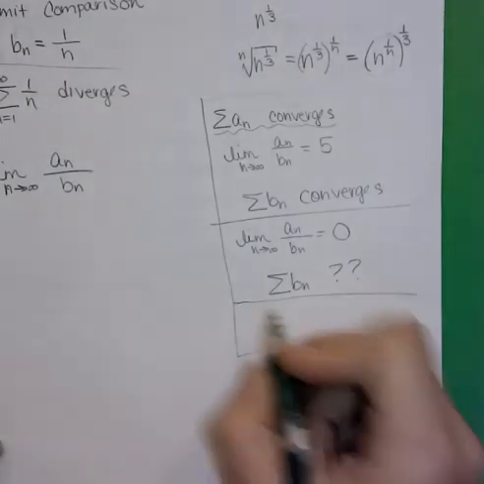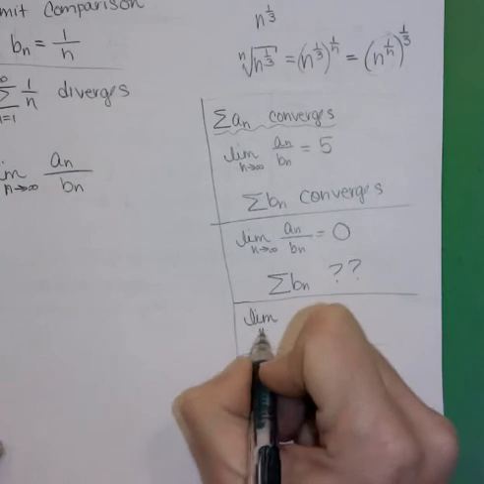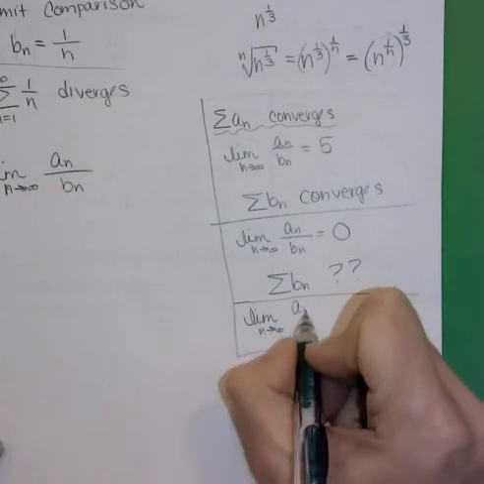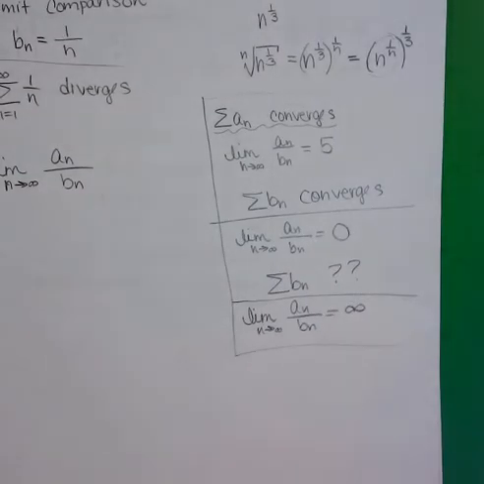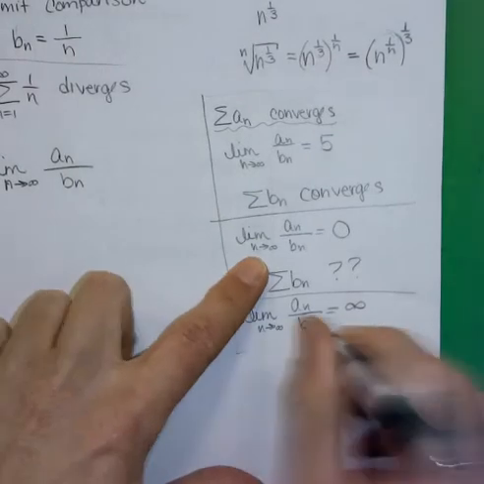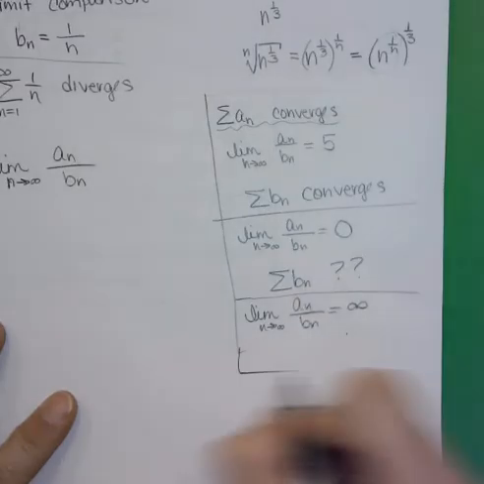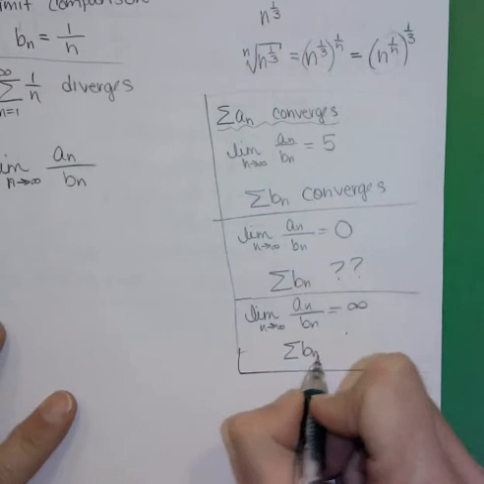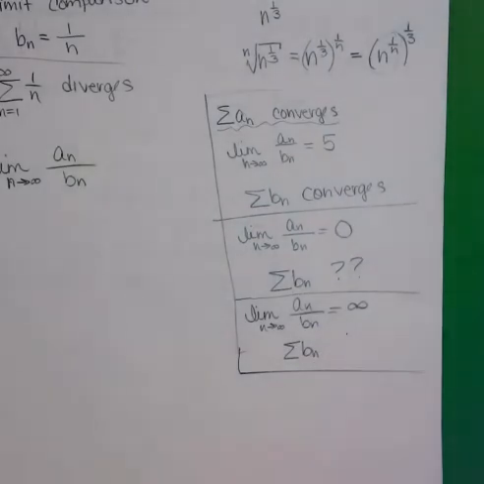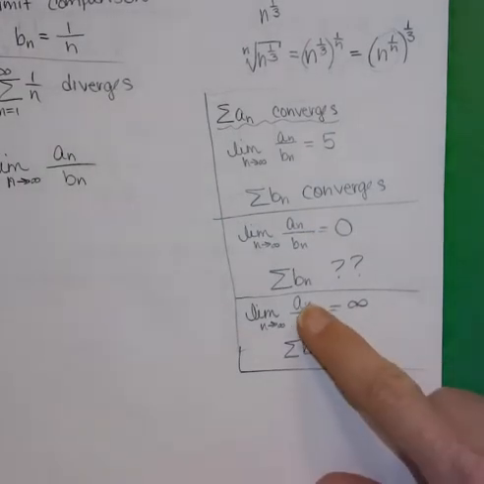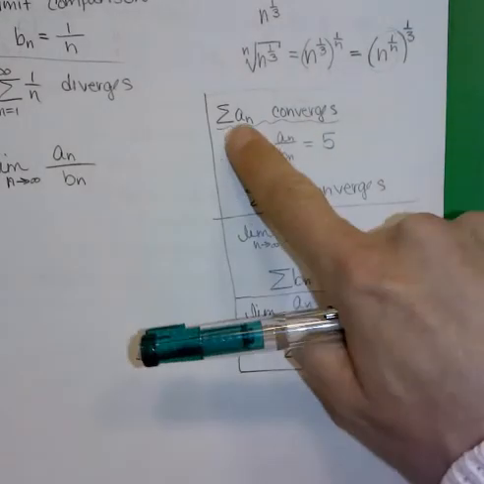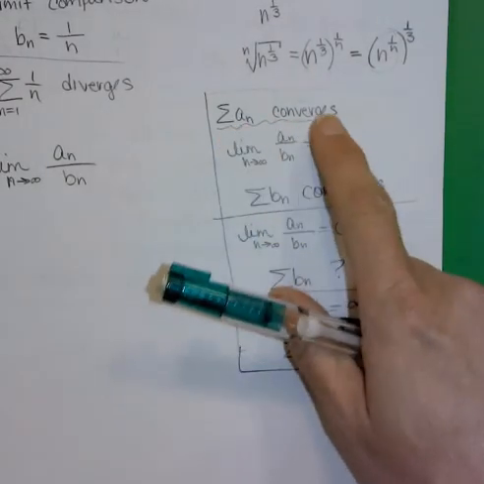The third possibility is we could get infinity as our limit. And then we would ask ourselves, does that help us? Can we determine the behavior of b sub n now? Well, which one is bigger if the limit is infinity? A sub n is bigger. And if it's bigger and it's finite, then this one has to be finite.